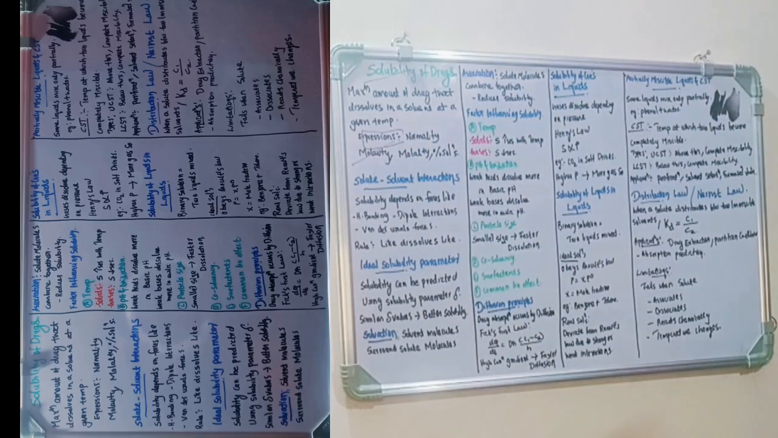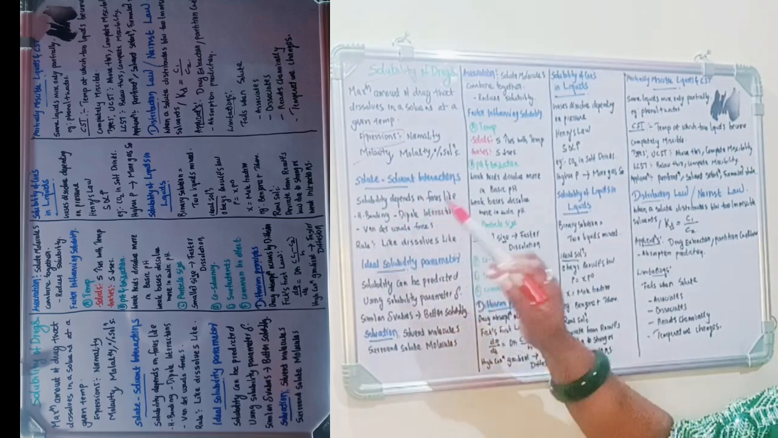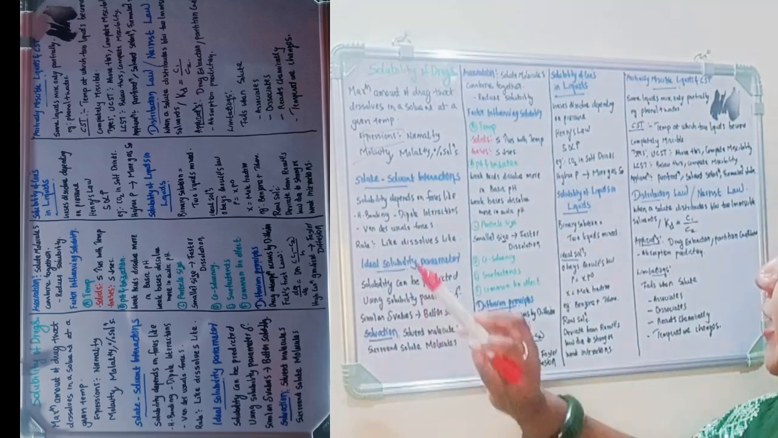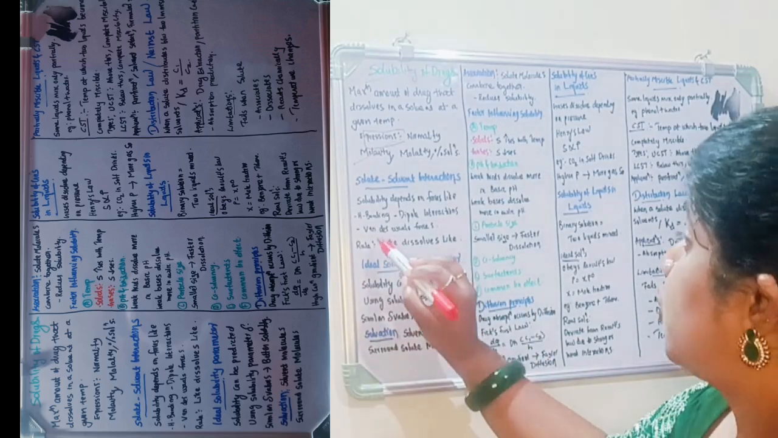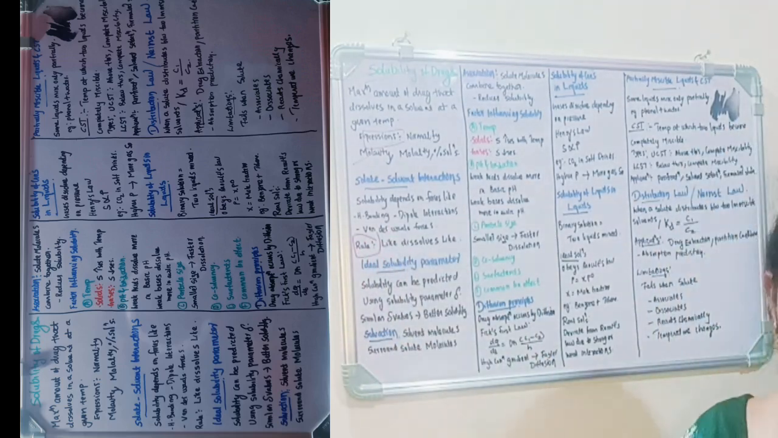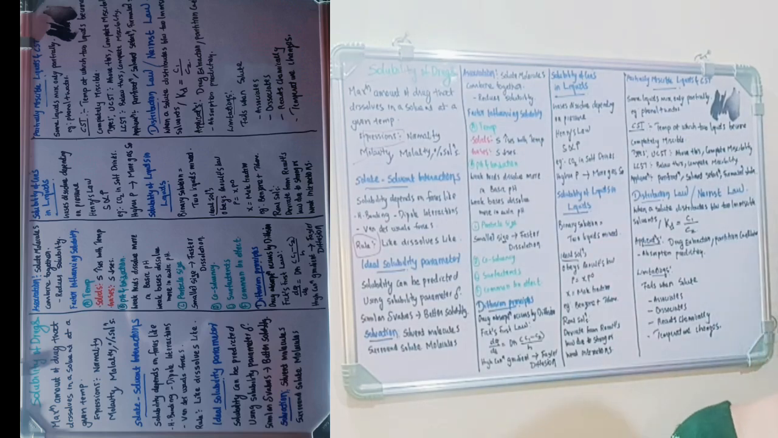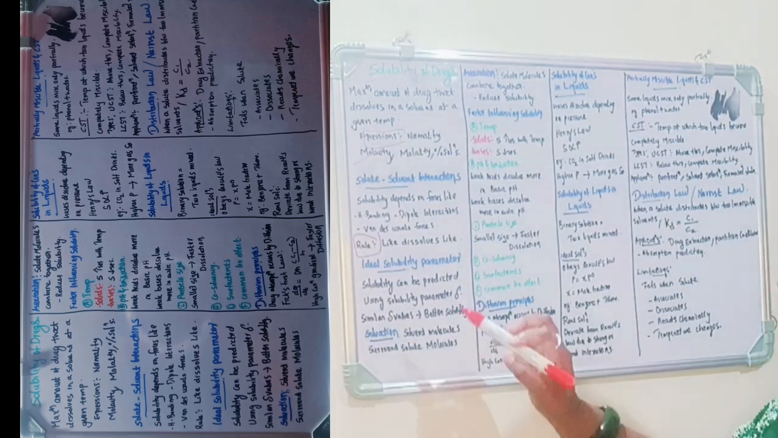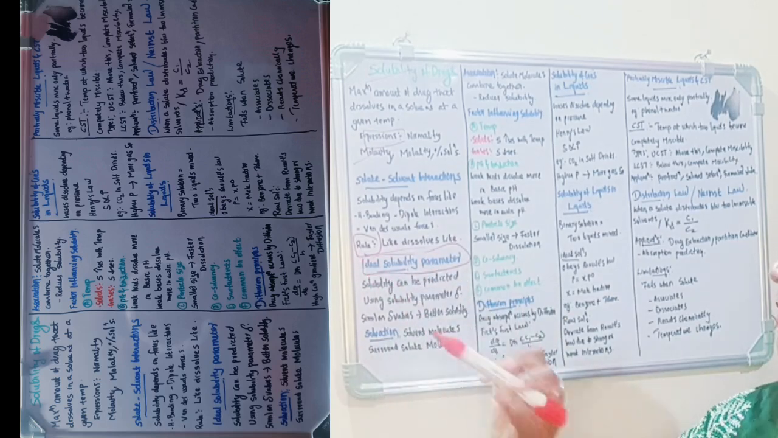Then comes the solute-solvent interactions. Solubility depends on forces like hydrogen bonding, dipole interactions, and van der Waals force. Here is the rule you have to remember: like dissolves like. That means a polar solute will dissolve only in polar solvents and a non-polar solute will dissolve in non-polar solvents. That's all.